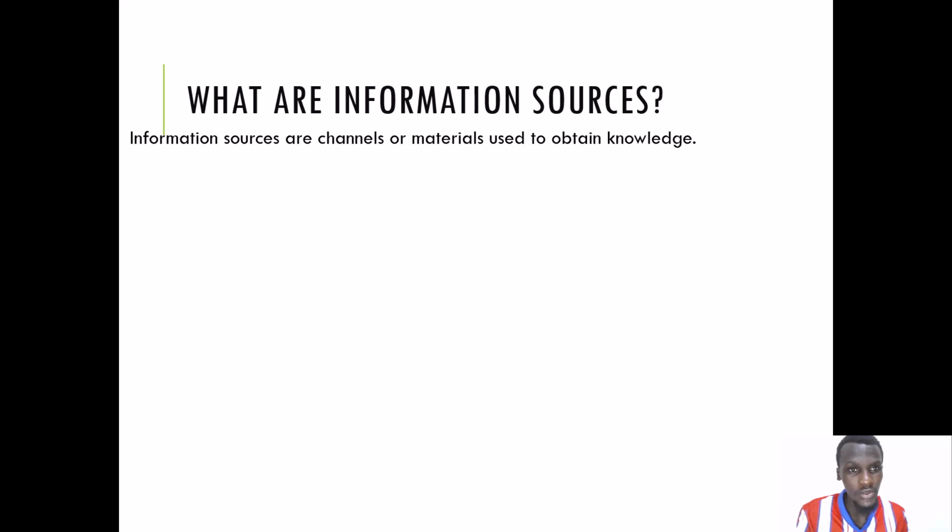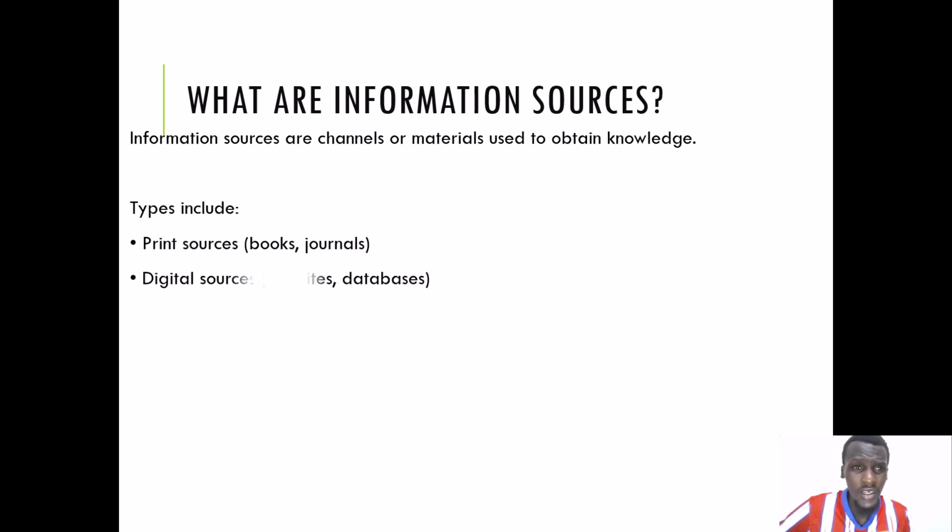What are information sources? Information sources are channels or materials used to obtain knowledge. The types of information sources include the print sources, which are books, journals, whatever source of information you get from a printed source. Let me say paper, whatever has papers and is printed, something like that.